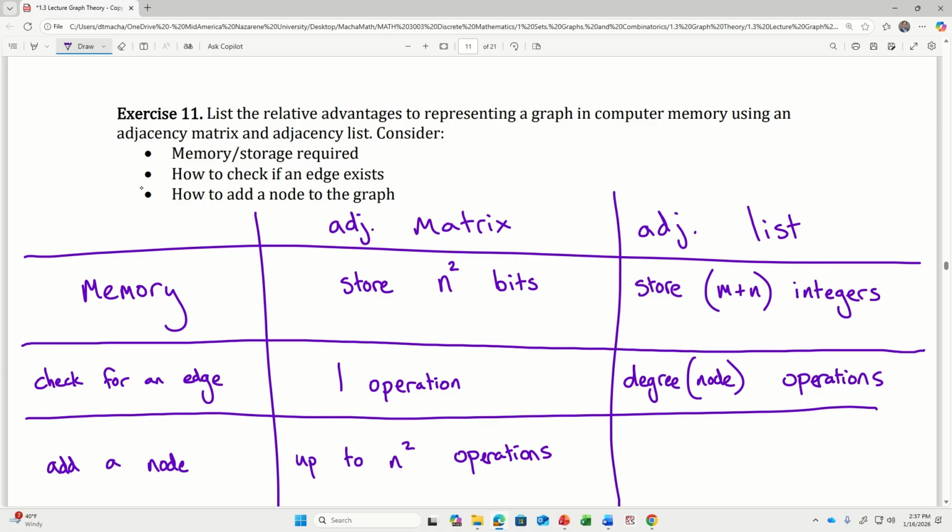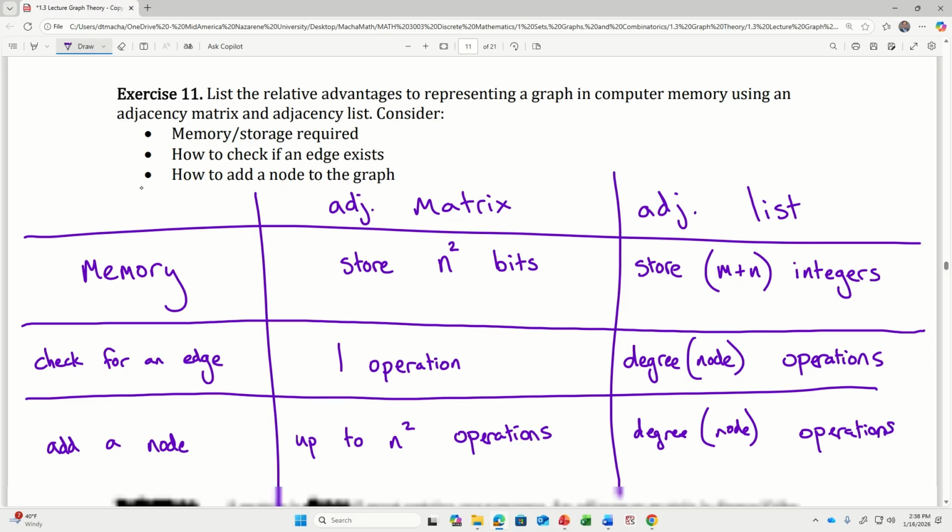What about an adjacency list? An adjacency list would only need to put a node at the end and add some edges. This is like degree of the new node operations. It's barely anything to make one of those lists longer and tell it where to find the new stuff. That's super easy.